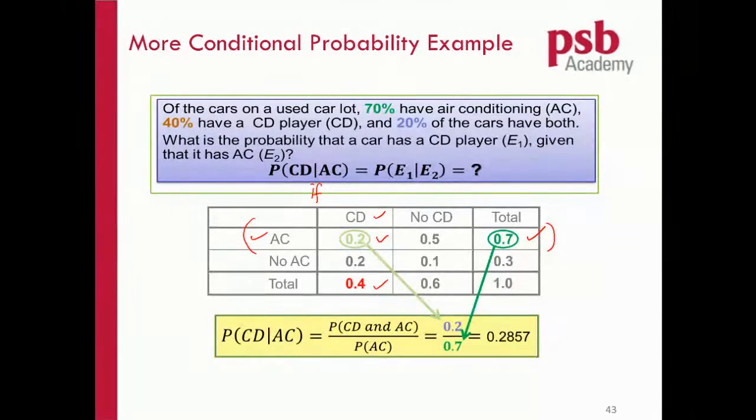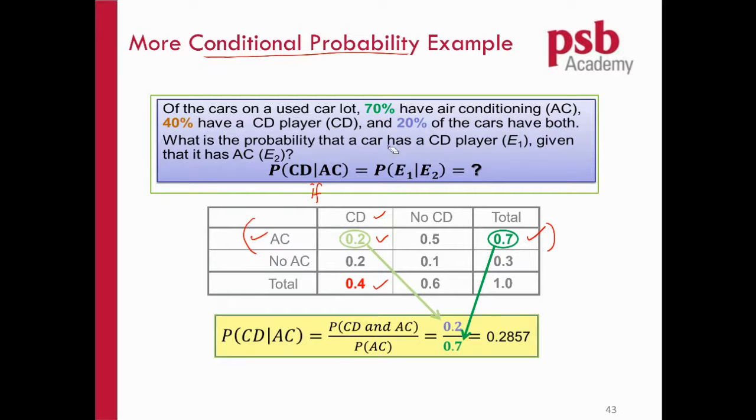Now this probability is called conditional probability because you are given a condition. The condition is if it has aircon. Now this "if" is very practical in your daily life. For example, you tell your mom, I need a new iPad. Your mom will say, okay, I'll buy it for you if you do well in this semester. So the "if" will give you a condition, right? So the condition always comes after the "if." Clear?